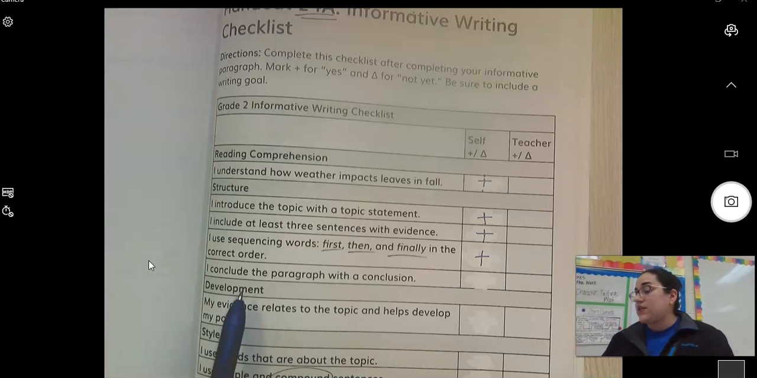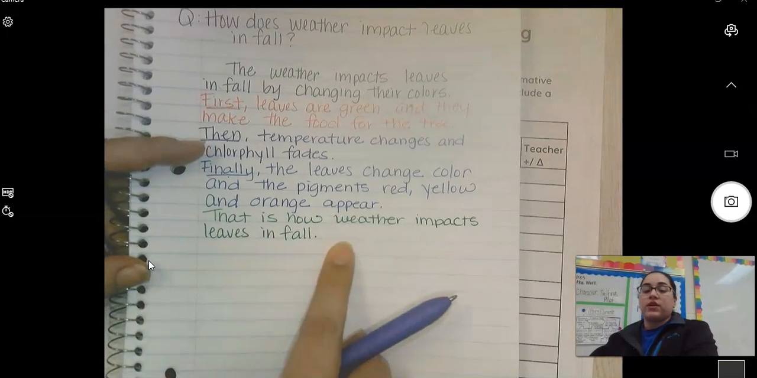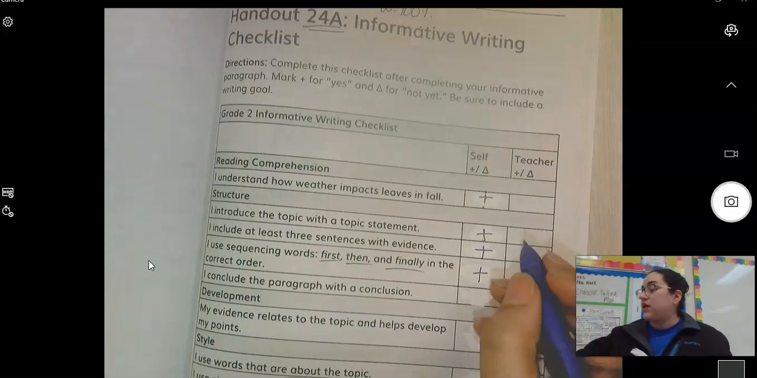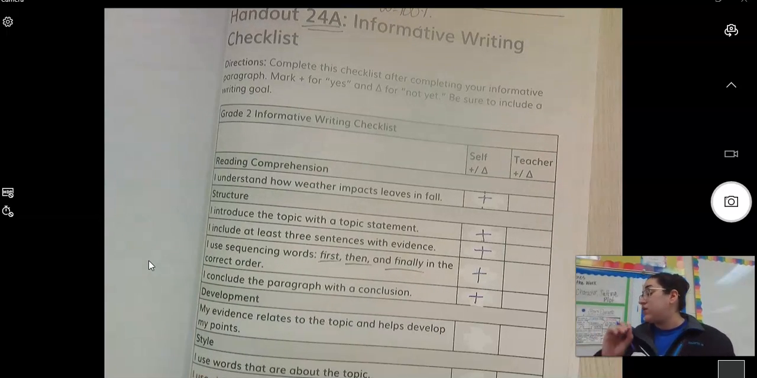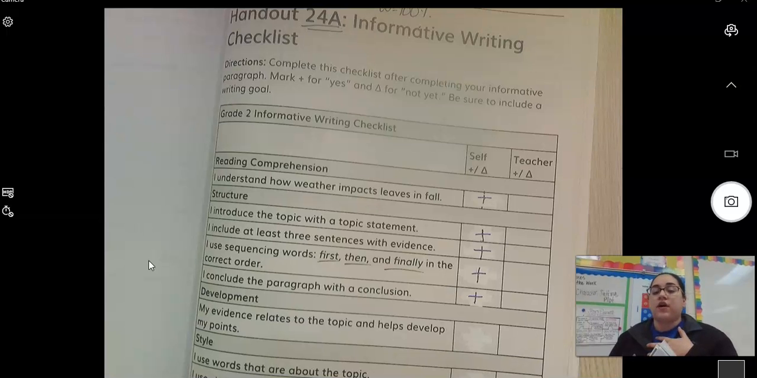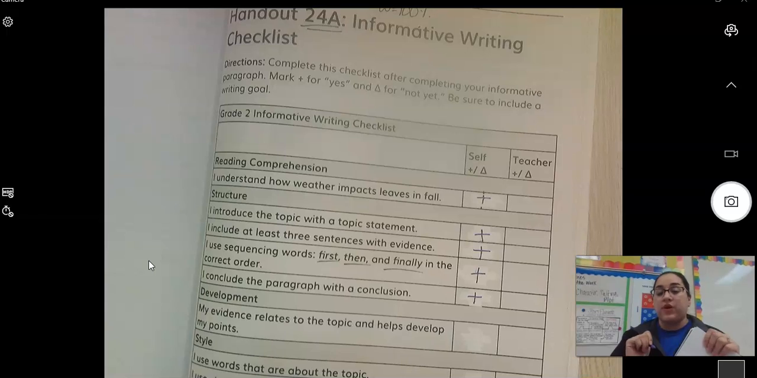The next one is I concluded the paragraph with a conclusion, and mine is the green one. I did put the conclusion that we shared together. So I would put a plus. If you have not put a conclusion, then you put a triangle. It's up to you. You're looking at your informative paragraph. You're not following along to what I'm putting. You are using your own informative paragraph, so yours might look different from mine.